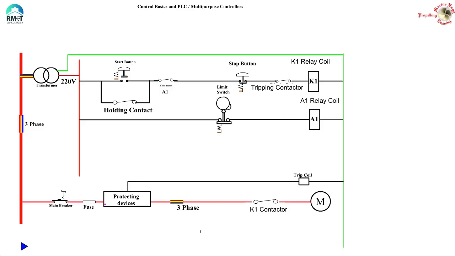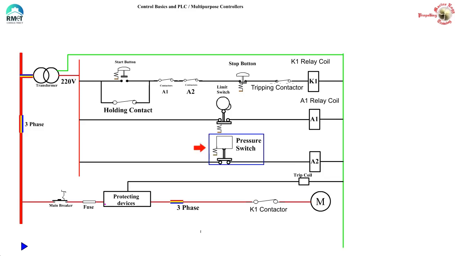We have successfully created a logic which says that unless this limit switch is in the inactivated condition, we cannot start the motor. Going ahead, we add another logic, as you see here. I have added a pressure switch. So I have added another coil A2 and its contact A2. You can now see that unless the pressure switch senses the particular value of pressure, the coil A2 cannot be energized. And it will follow the same logic as we discussed earlier.